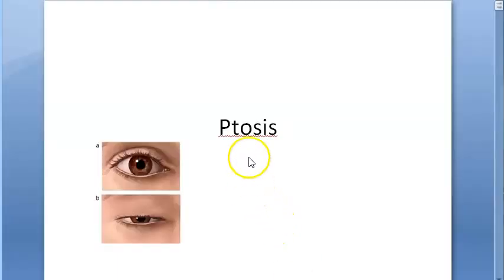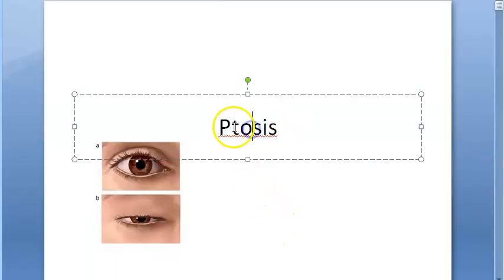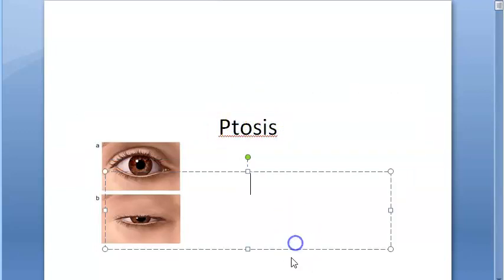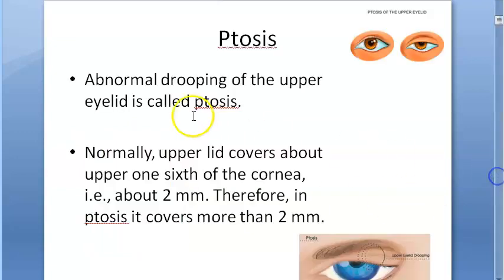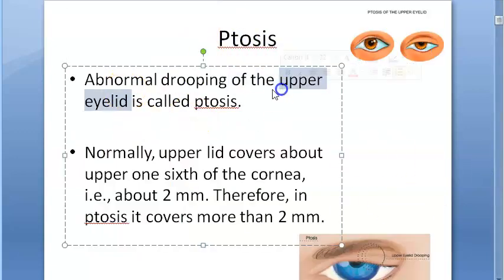Hello people, in this video we want to look at this topic, ptosis. P is silent here, so remember it is ptosis. What is ptosis? Here you can see an image where the eye is open and the upper eyelid is droopy, right? So that is ptosis. Ptosis is the abnormal drooping of the upper eyelid, okay, that is called ptosis.